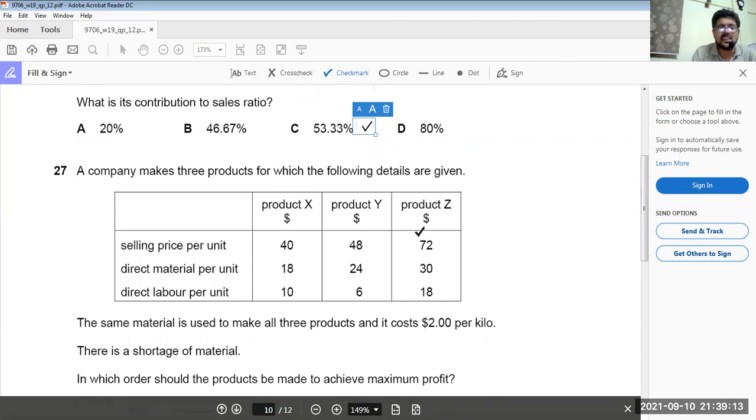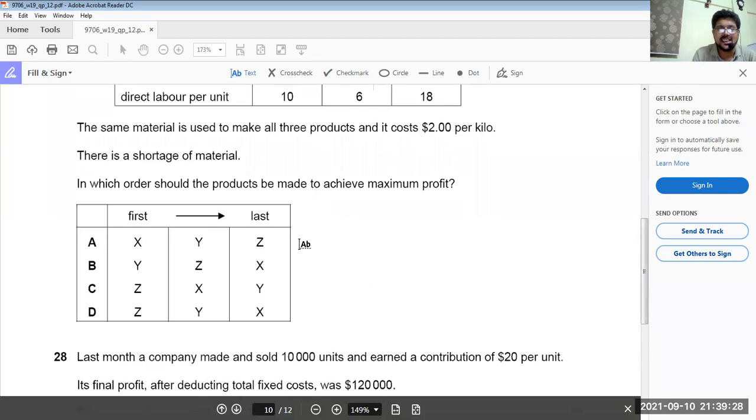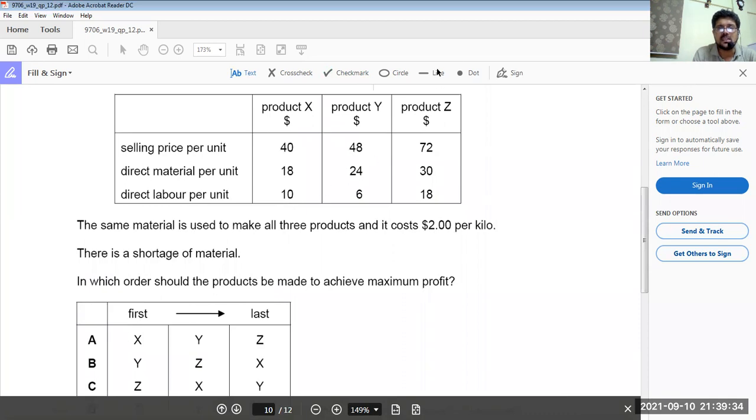Now 27. Wonderful question. A company makes 3 products for which the following details are given. Now see, X, Y, and Z. Selling price, direct material, direct labor are given. The same material is used to make all 3 products and costs $2 per kilo. There is a shortage of material. In which order should the products be made to achieve maximum profit? Now here we will calculate for your convenience. For X, selling price 40 minus 18 material minus 10 labor, contribution is 12.